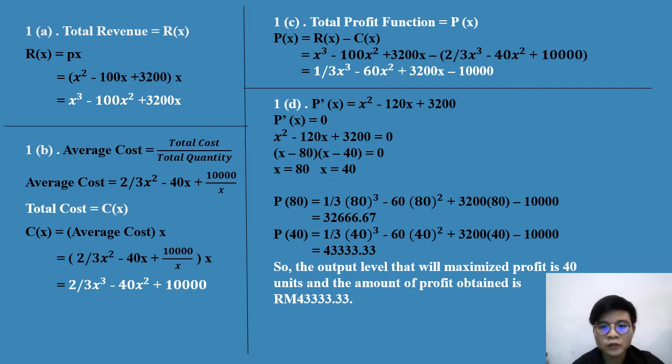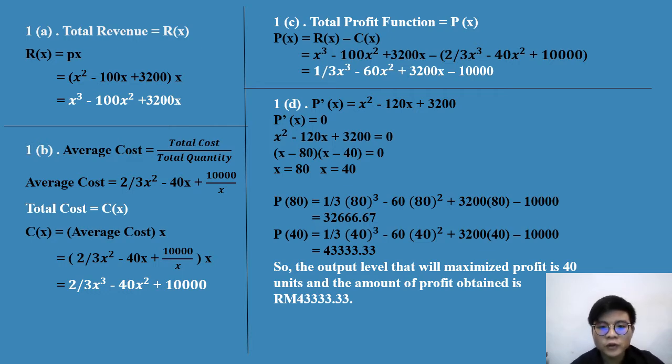From question 1b, we want to find the total cost function. We know that the average cost is equal to total cost divided by the total quantity. So for the question, we know that the average cost is equal to 2 over 3x squared minus 40x plus 10,000 divided by x. So if you want to find the total cost function, we need to multiply the average cost and x. So we can get the answer: 2 over 3x cubed minus 40x squared plus 10,000.